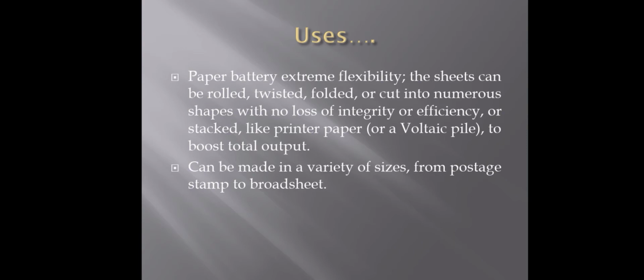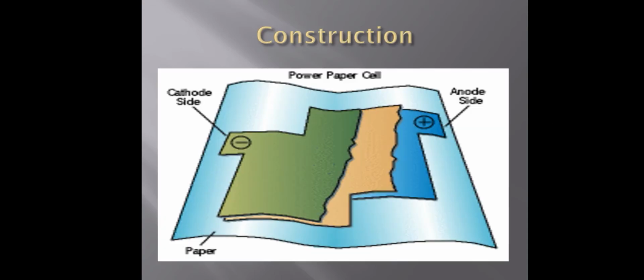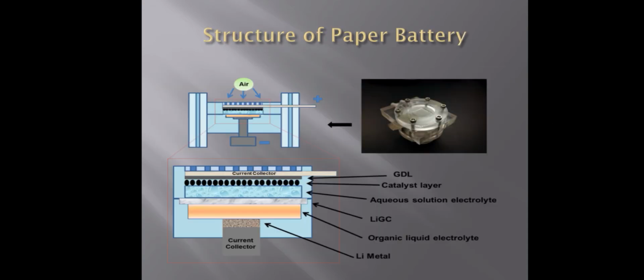The sheets can be rolled, twisted, folded, or cut into numerous shapes with no loss of integrity or efficiency, or stacked like printer paper or a voltaic pile to boost total output. Can be made in a variety of sizes from postage stamp to broadsheet. Construction: Structure of paper battery.